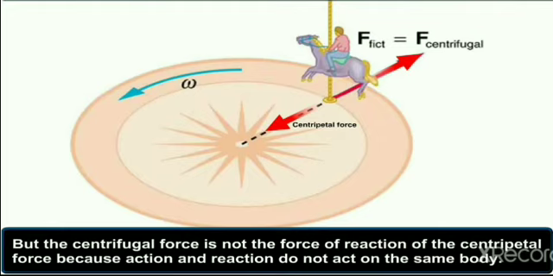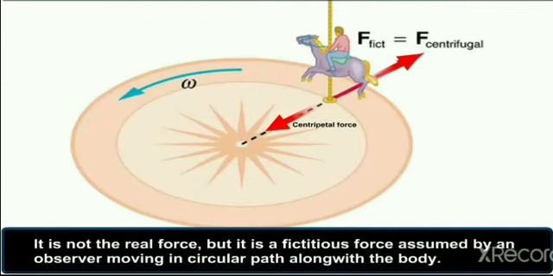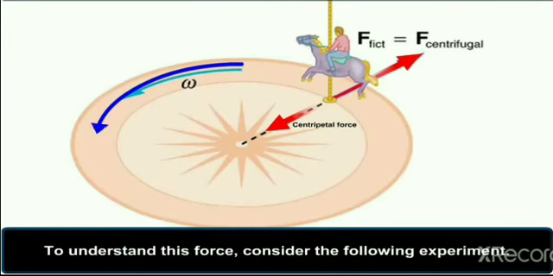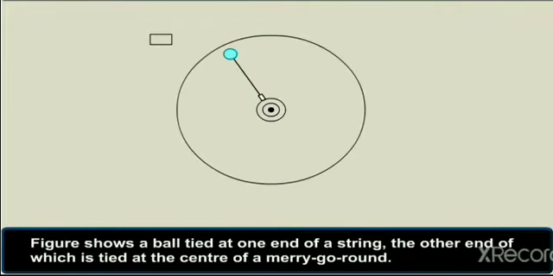But the centrifugal force is not the force of reaction of the centripetal force, because action and reaction do not act on the same body. It is not the real force, but it is a fictitious force assumed by an observer moving in circular path along with the body. To understand this force, consider the following experiment. Experiment. Figure shows a ball tied at one end of a string, the other end of which is tied at the center of a merry-go-round.